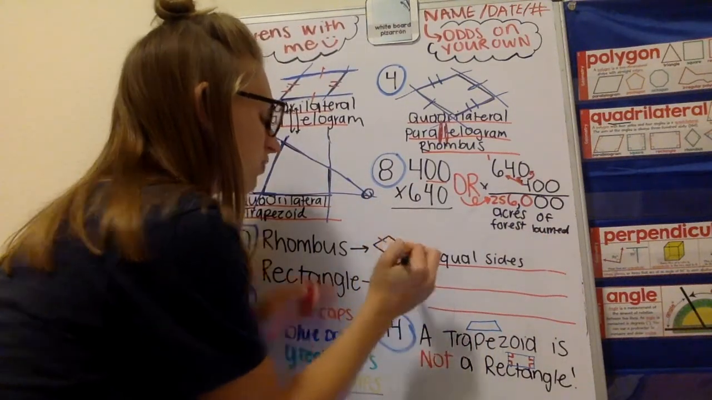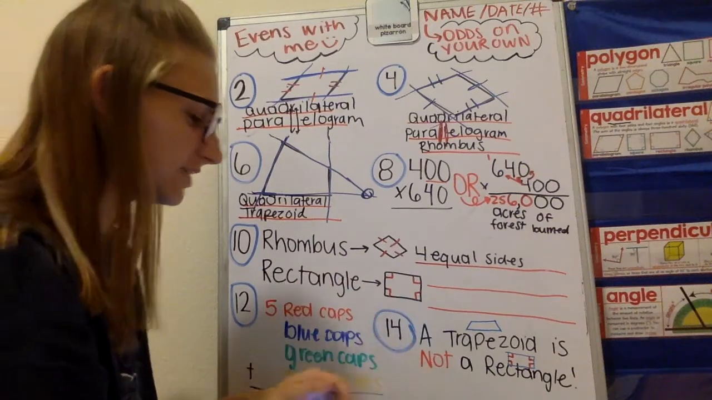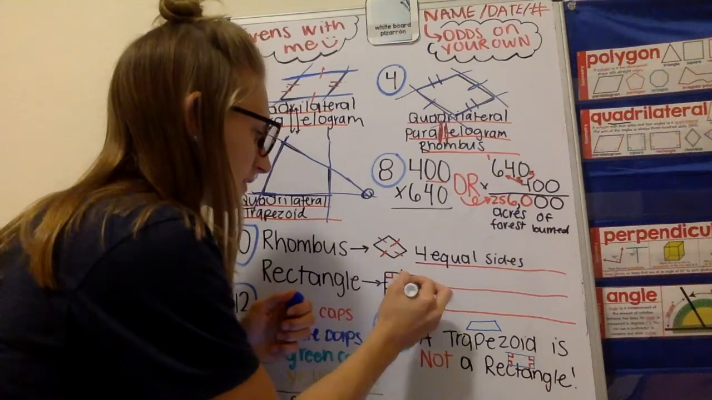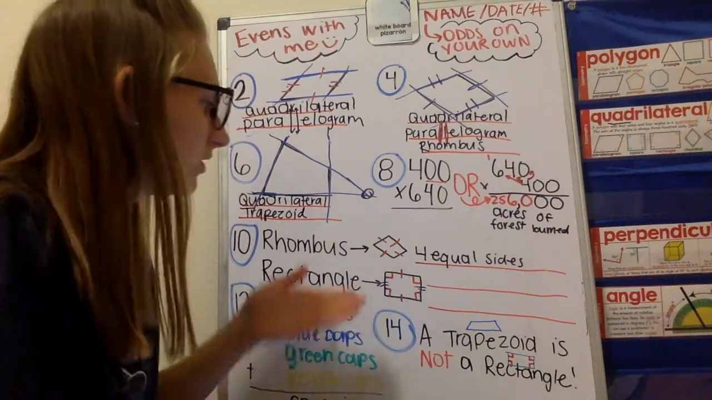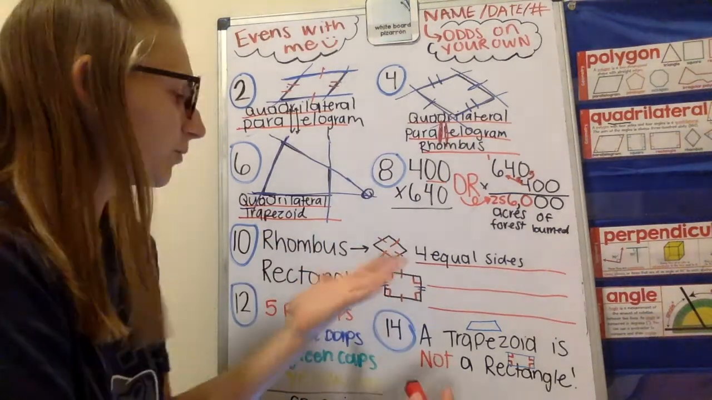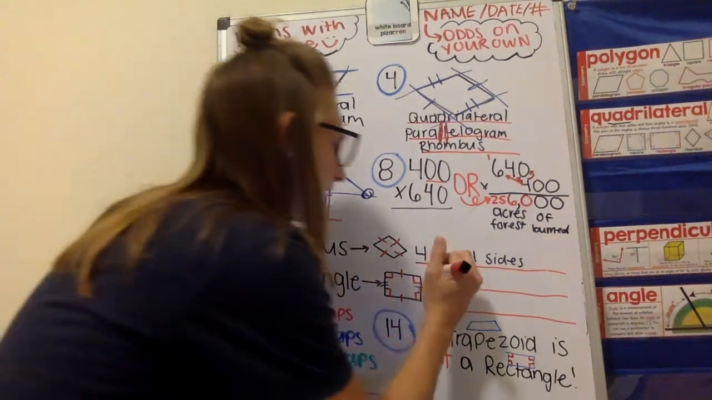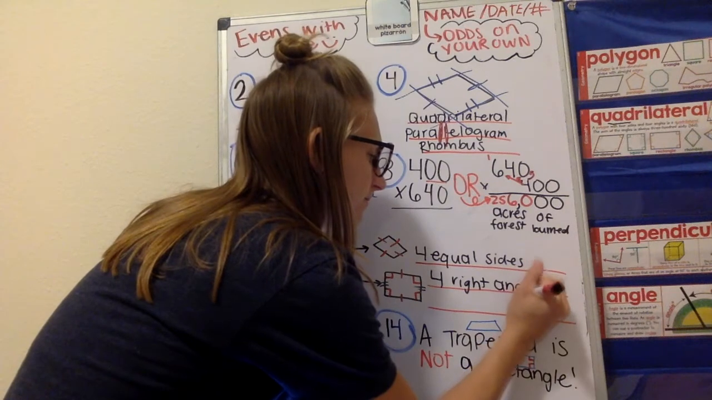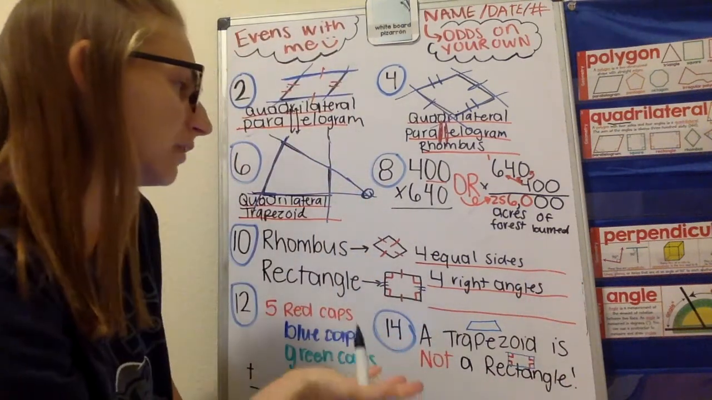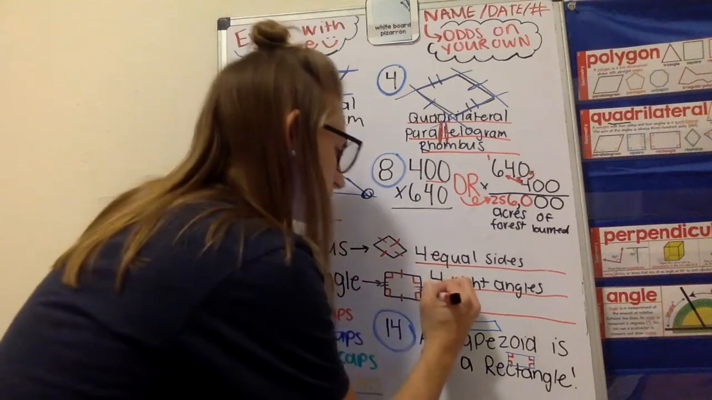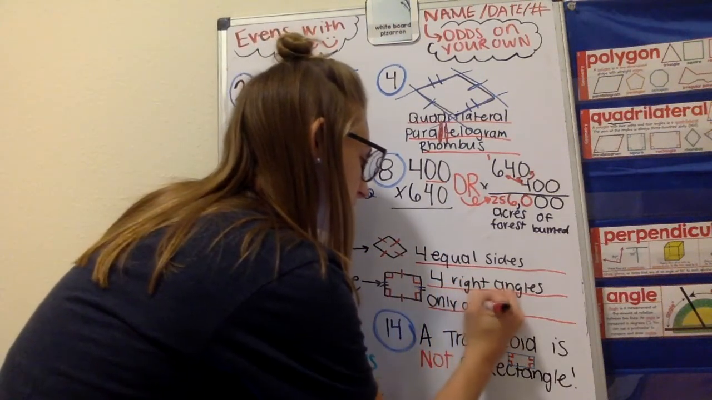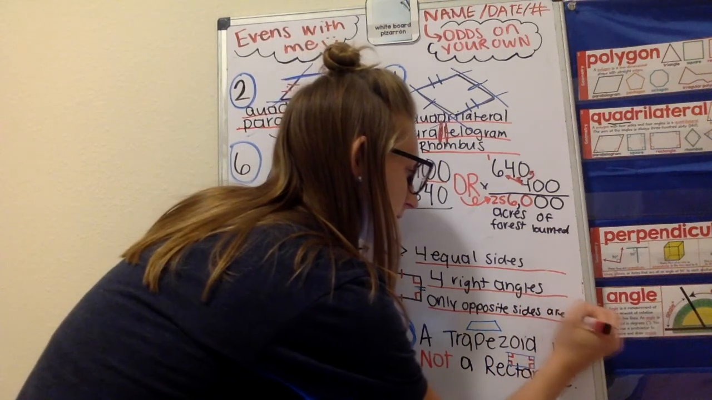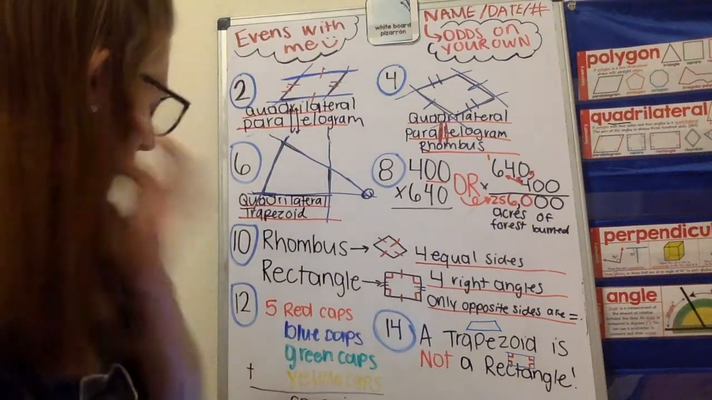That side, that side, that side. Those are all the same. Now in a rectangle, that is not the case at all. These two are the same, and those two are the same. But one of the major things that makes it different is that there's 4 right angles, where a rhombus does not have that. So 4 right angles. And then again, we can also talk about the sides. They only have opposite sides equal, so I'll just put that. Only opposite sides are equal.